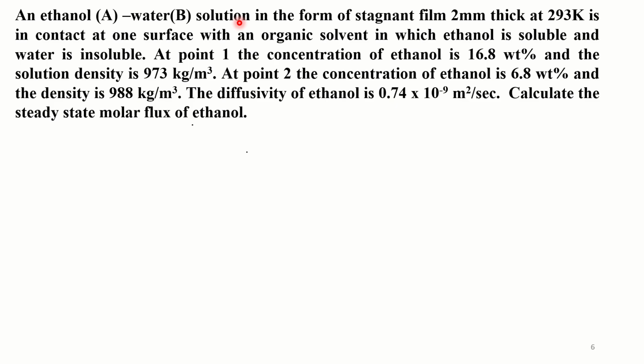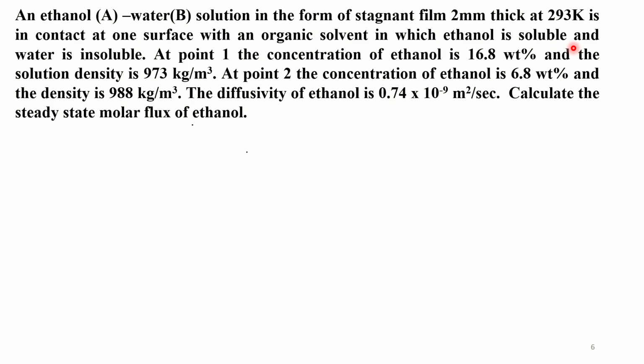Next point, you have to check whether it is a unique component diffusion or equimolar counter diffusion. So what is given in problem statement? Ethanol water solution in the form of stagnant film 2 mm thick. So here it is in contact with the organic solvent. Just visualize that you have the solution which is containing ethanol and water that is made into contact with some organic solvent. In that organic solvent only ethanol is soluble. So that means ethanol will diffuse through water and it will get dissolved in organic solvent.